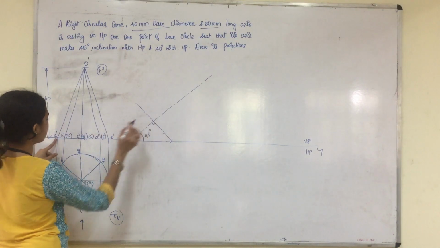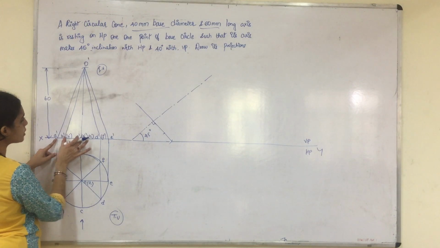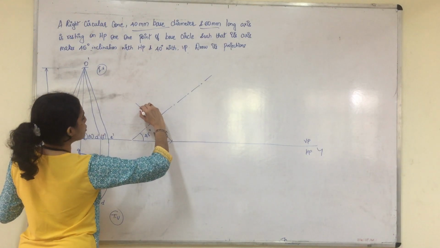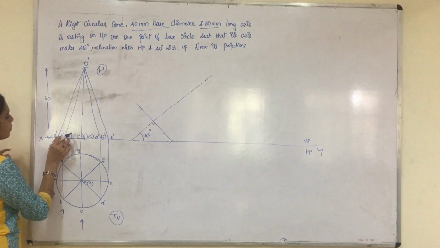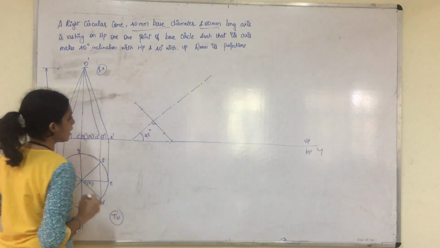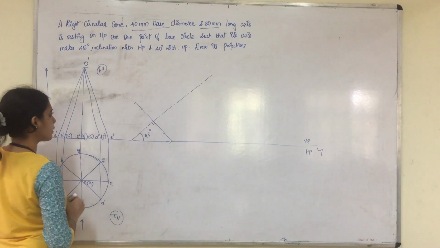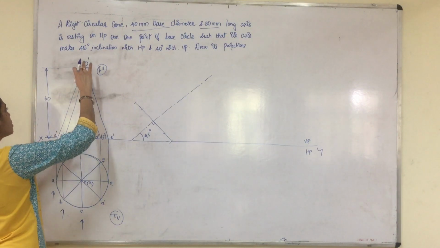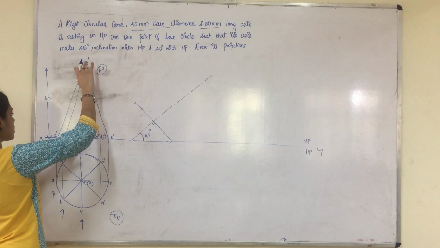Before that, this we have got. From the center to B dash, measure the distance and cut an arc. Then again from B dash to A dash, measure the distance and cut an arc. So you have got all the namings. After that, you measure the true length of the axis, which is 60 mm.